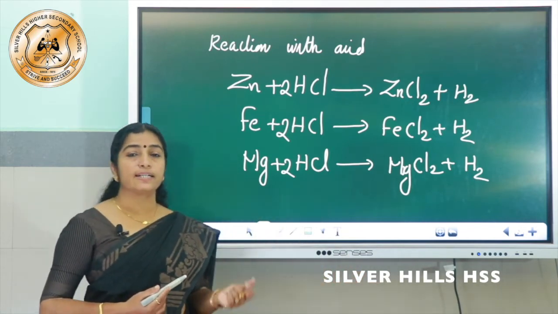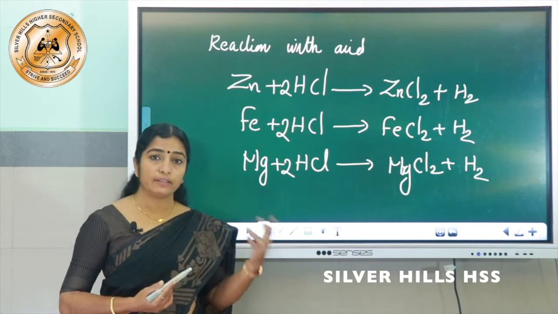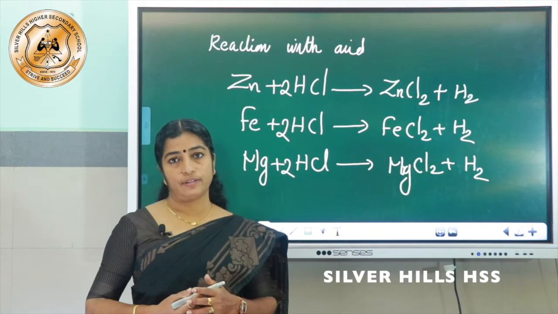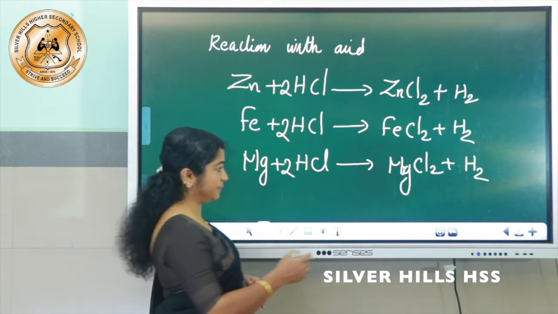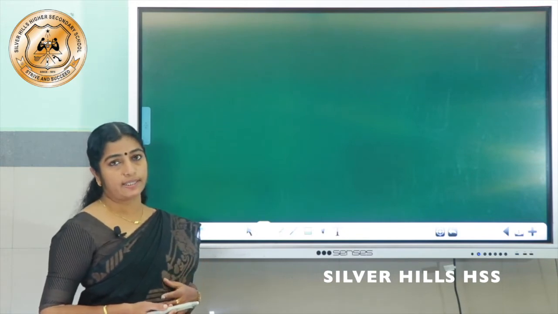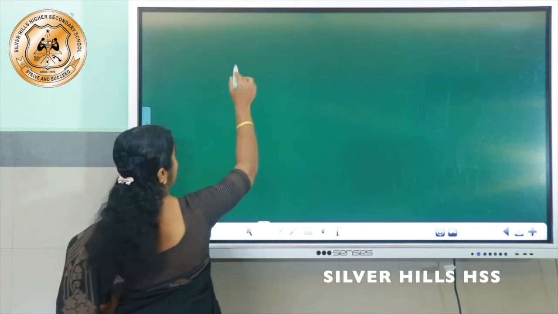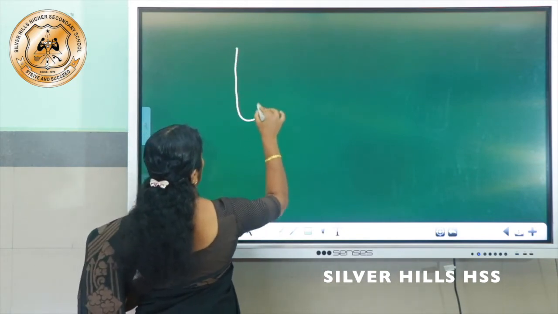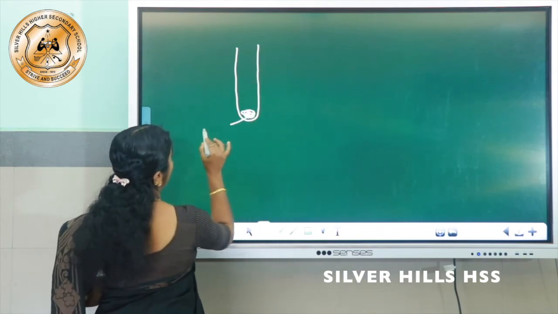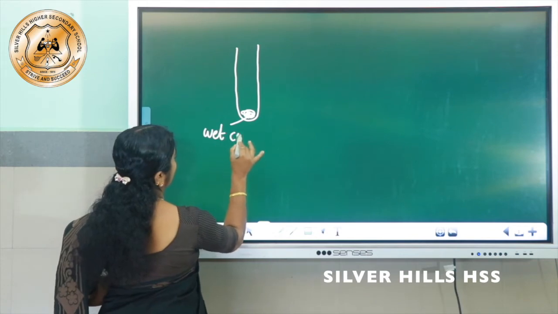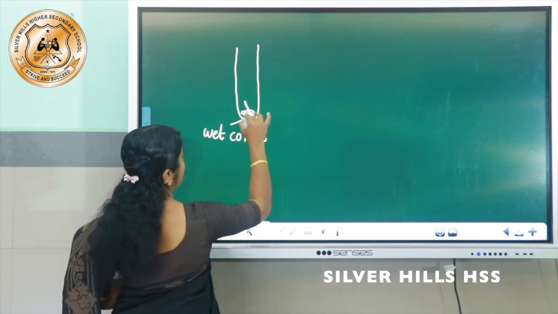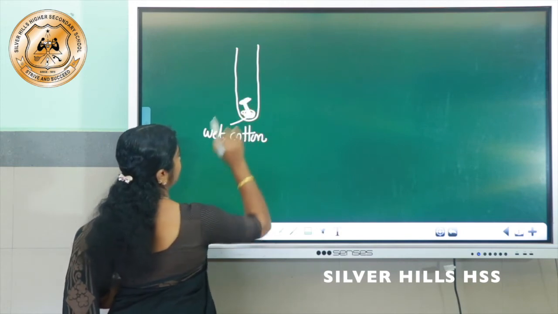Let us consider an activity. Let us see which are the factors that favor the rusting of iron. Take 4 polished iron nails and keep these iron nails in different situations. First, we are keeping the iron nail in wet cotton. That is, place wet cotton in a test tube and place this iron nail.